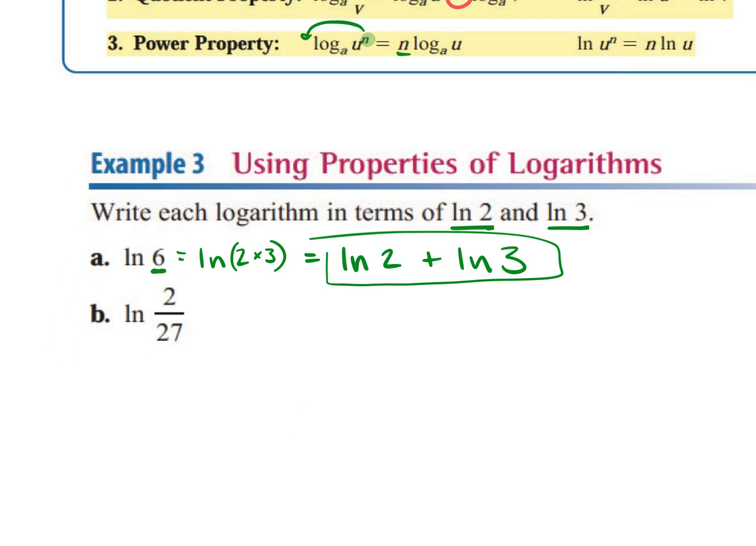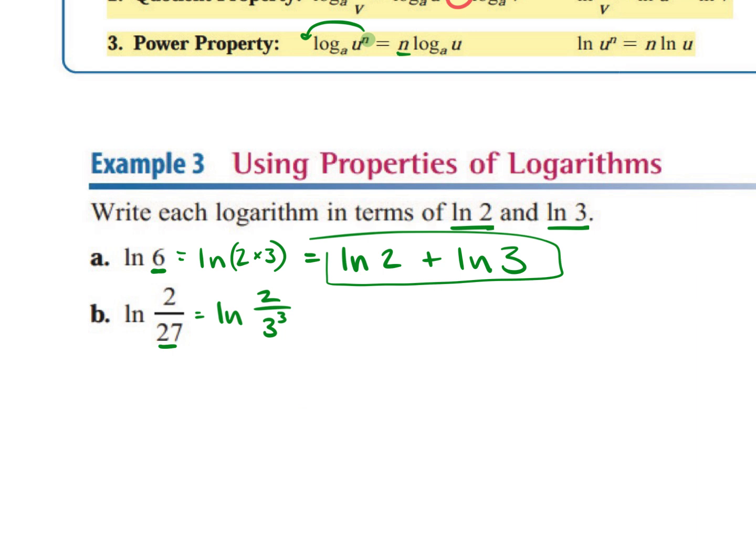Now for B, we're going to do the same thing. We're dividing, and it already gives us a 2 on top, so we can leave that. But how do I change 27 to be in terms of 2 or 3? 9 times 3 works, but we have a 9. So our goal is to only get it in 2s and 3s. What else could we do? 3 to the power of 3. Awesome. So this would be ln of 2 over 3 to the power of 3.